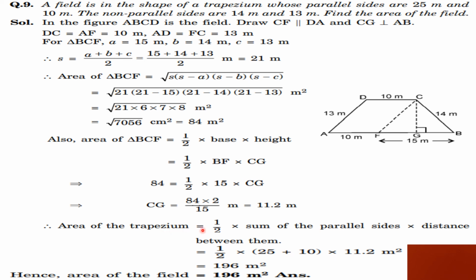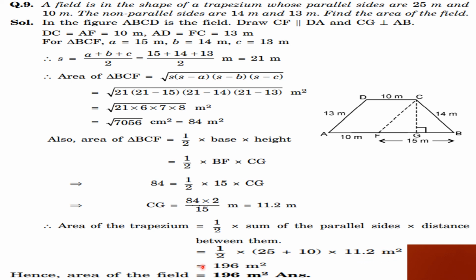Therefore, area of the trapezium is equal to half into sum of the parallel sides into distance between them. This is the formula for finding the area of the trapezium. That is equal to 1 by 2 into sum of the parallel sides. What are the parallel sides here? AB and CD are parallel sides, so 25 plus 10. Understood this part? Into height. Height means this height only, the distance between the parallel sides. That is, we have found here 11.2, so we substitute that value here, in meter square. Understood this step?